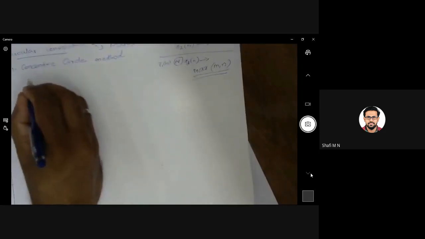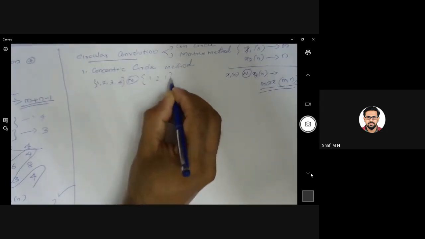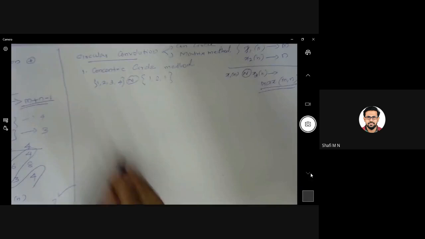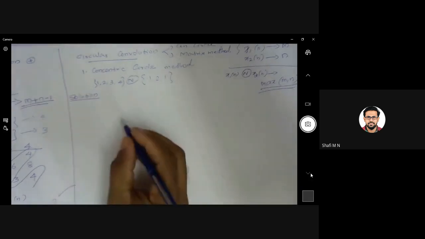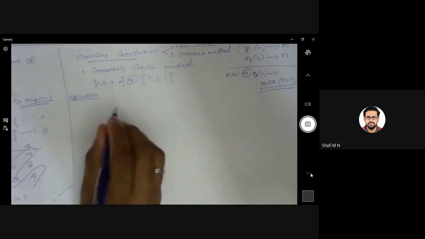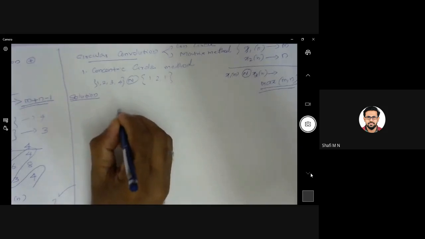Let's try the same thing with this sequence itself: 1, 2, 3, 4. Let it be the first sequence. Let's try an example. I'm going to perform circular convolution with 1, 2, 1. The method is that we have to play with some circles. Just listen to me. You have to draw two circles, one inner circle and one outer circle.